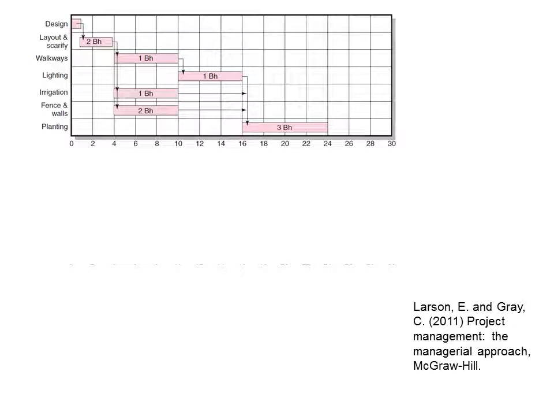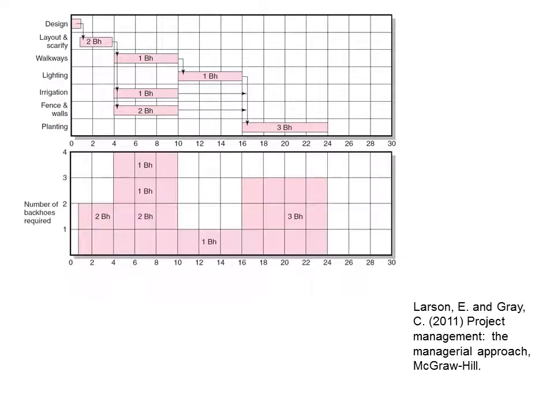Then the next activity, lighting, requires 1 of these machines, and then the final activity, planting, requires 3. Okay, so you can see there's an uneven distribution of these machines throughout the project, and you can see that shown there. So all I've done at the bottom here is stack up the number of times the resource is required, these machines are required, at different stages in the project. So the top diagram is a Gantt chart, the second diagram is a resource map showing the distribution of that particular resource over the duration of the project.